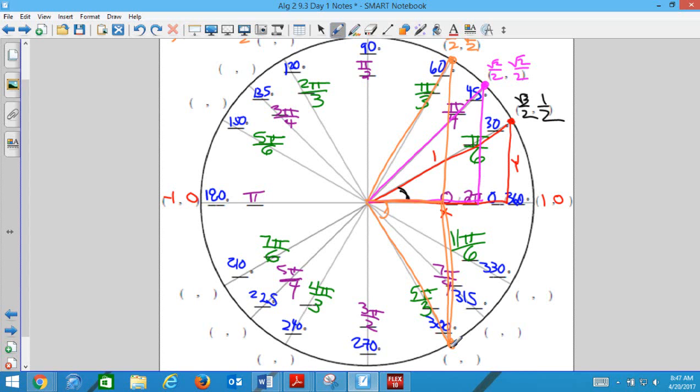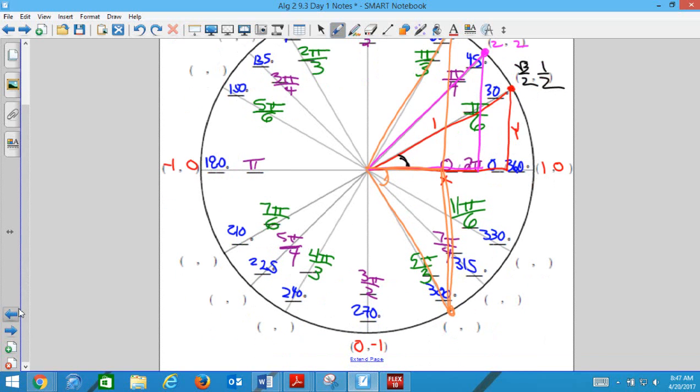So when we write our ordered pair, it's going to be the same x, 1/2, and then the y is now negative square root of 3 over 2. That makes life better. Right, because you really only have one quadrant that you have to learn. I'm not going to drop out anymore.